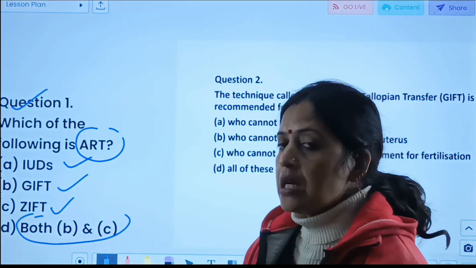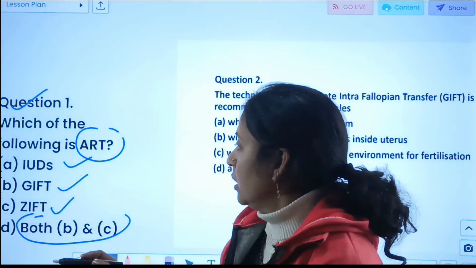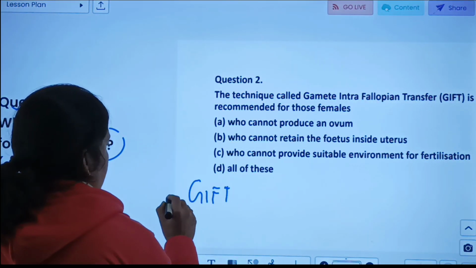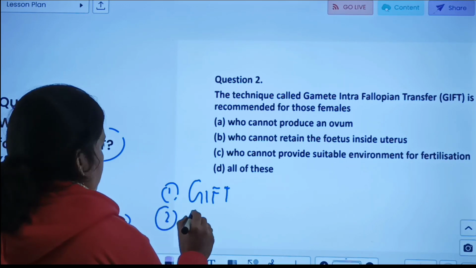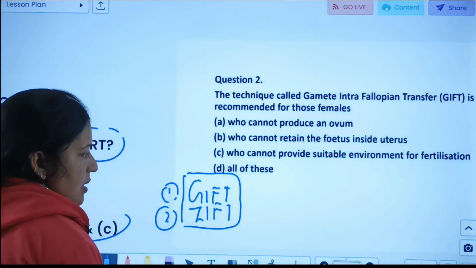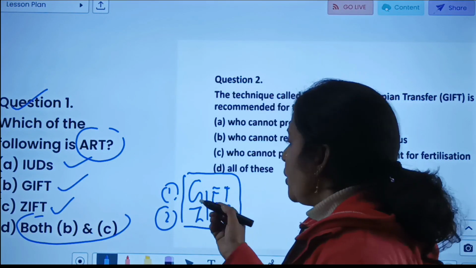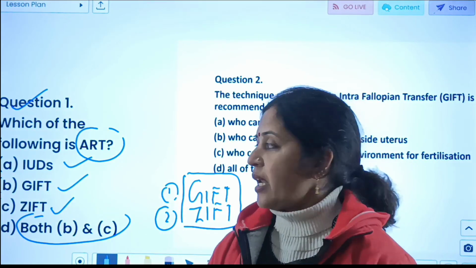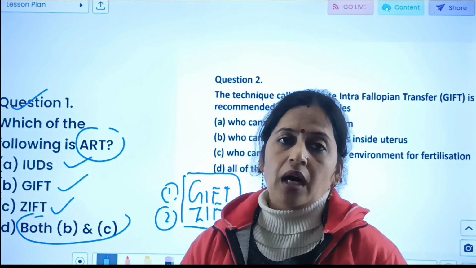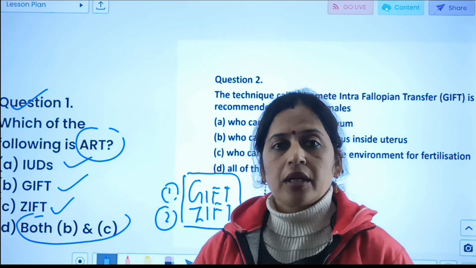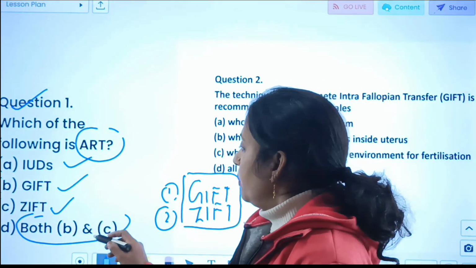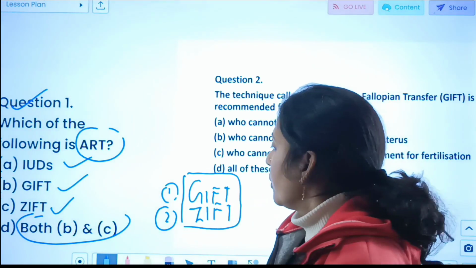So बेटे इनमें से जो असिस्टेड रिप्रोडक्टिव टेक्नोलॉजी है, that is both GIFT, second one is ZIFT. These are the assisted reproductive technologies. GIFT, that is gamete intrafallopian transfer, and ZIFT, that is zygote intrafallopian transfer. Both are assisted reproductive technologies. So here both B and C is the right answer for question number 1.